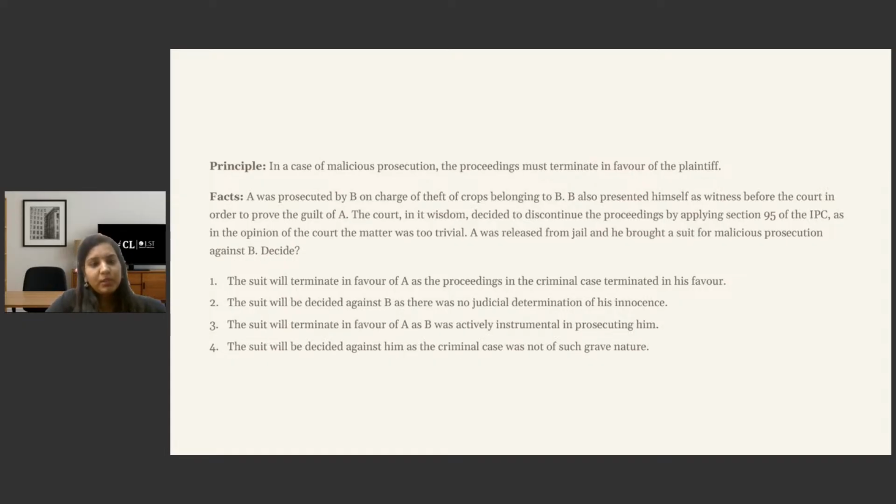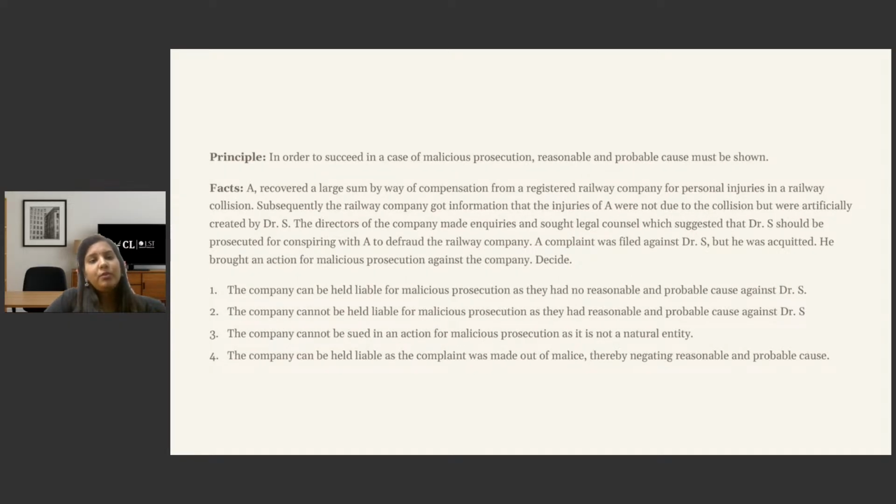Here, when you see, the suit will terminate in the favor of A, because the proceeding in the criminal case terminated in his favor. So once the termination is already done, you cannot go ahead and say, okay, there was a malicious prosecution, right? You cannot say that. If he would have been found guilty, then we could have said, okay, there was a malicious prosecution. In order to succeed in the case of malicious prosecution, reasonable and probable cause must be shown. So here we need to note that there should be a certain kind of reasonable and probable cause. If there is no reasonable and probable cause, then we would not be able to identify it.